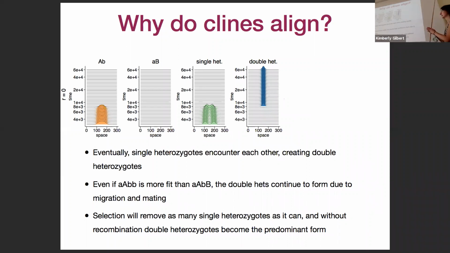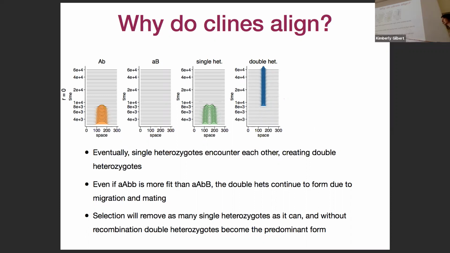So as soon as these clines align, we have forced mating between the two homozygous types, and we make double heterozygotes that, even if they are very unfit and selection will be removing them, they'll still continuously be made from the mating of the two homozygous types. So even if the single heterozygote, little a, big A, BB, is more fit than the double heterozygote, it's still gonna keep happening because of migration and mating.